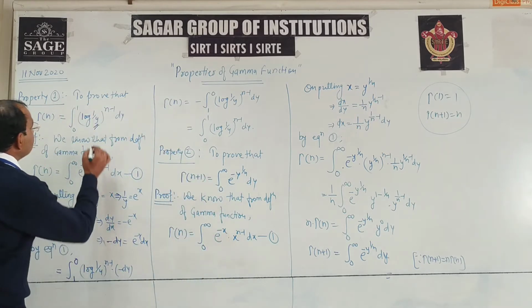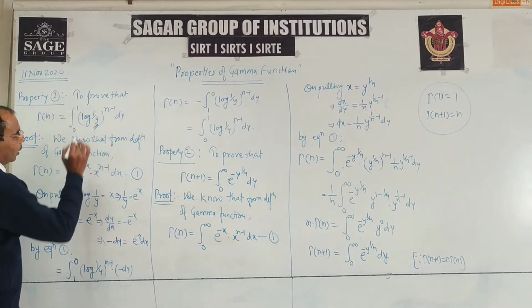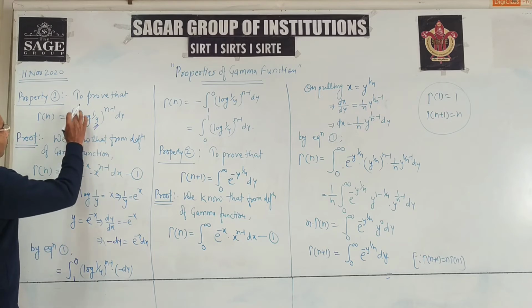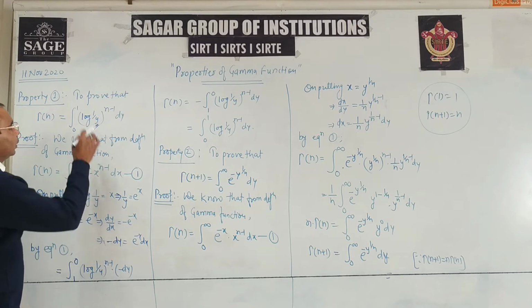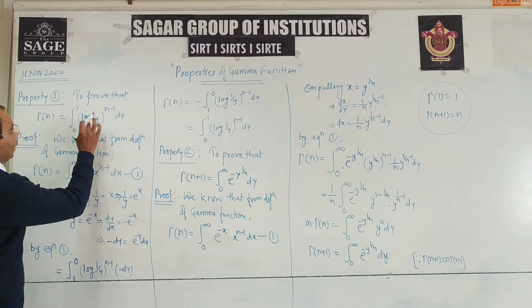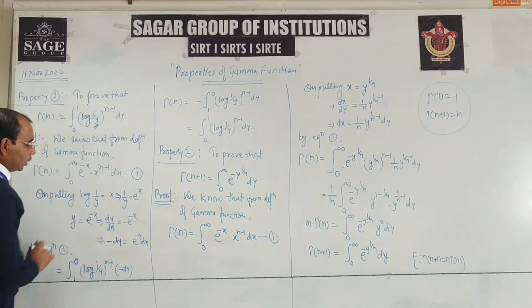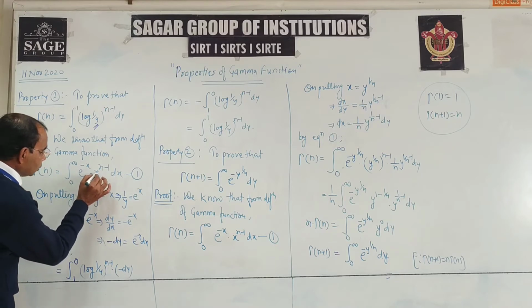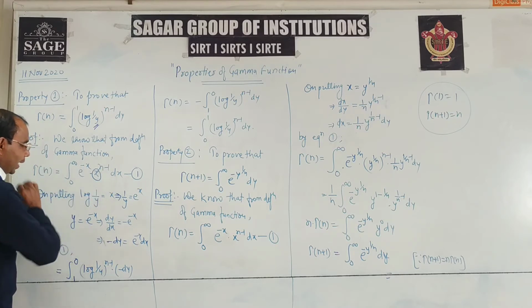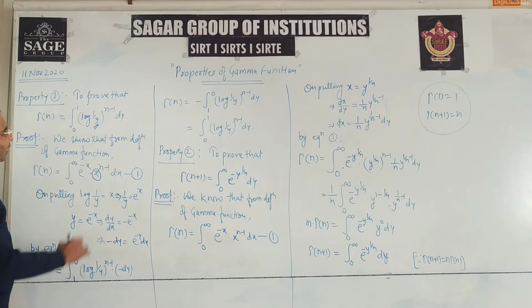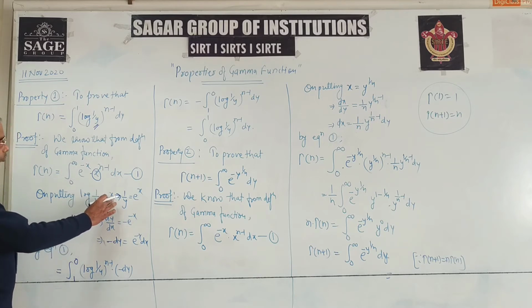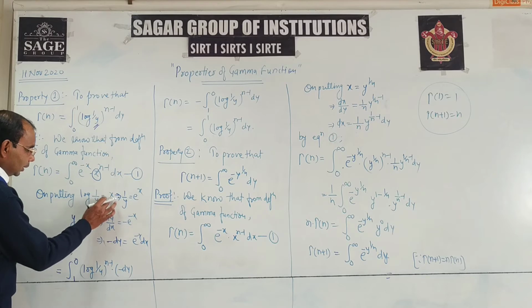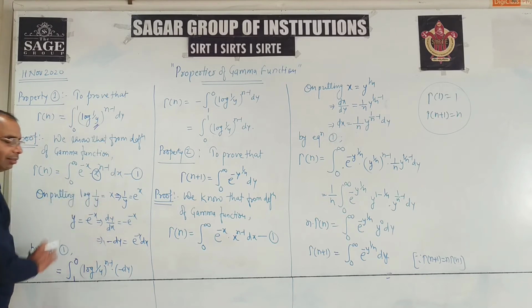In the term to be proved, log 1 upon y to the power n minus 1, the term e to the power x is absent. Therefore log 1 upon y to the power n minus 1 is the proved part. We substitute x by log 1 upon y. Therefore the substitution is log 1 upon y is equal to x. That means the x variable is replaced by the y variable.